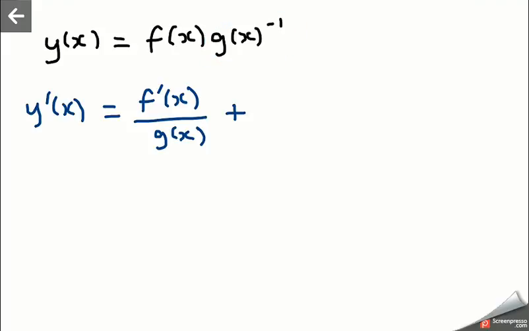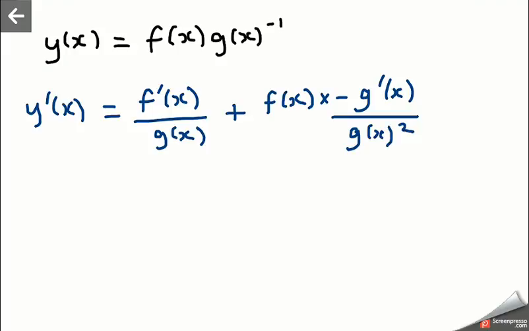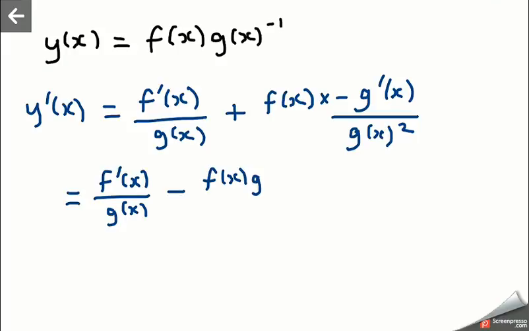Well, we already did that on the other page. We found that when we differentiate g of x to the negative 1, we get negative g prime of x divided by g of x squared. So this whole thing is now equal to f prime of x divided by g of x, minus f of x times g prime of x divided by g of x squared.